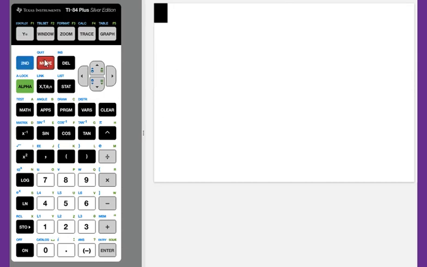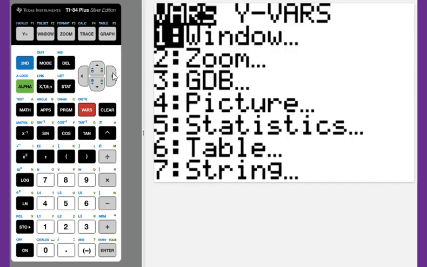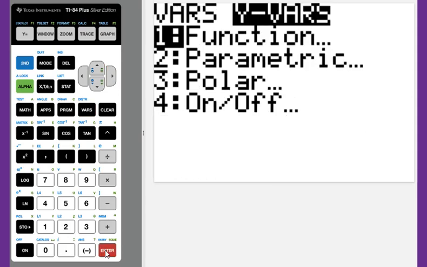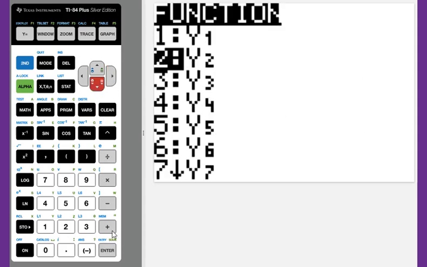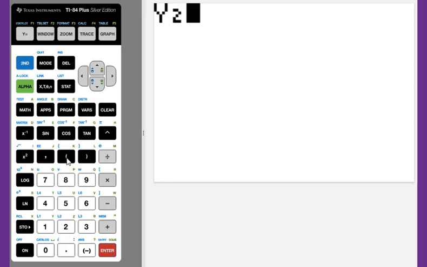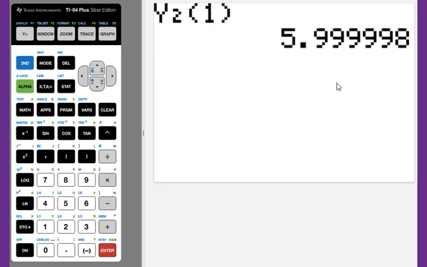We quit. So you can go to y variable, y2. Here's the variable. I need y2. We know x equals 1, so we press enter. That will be 6.